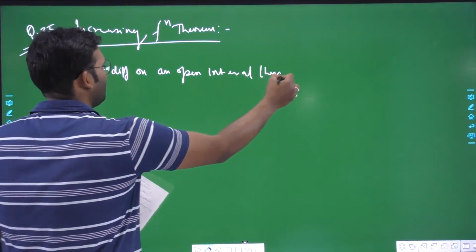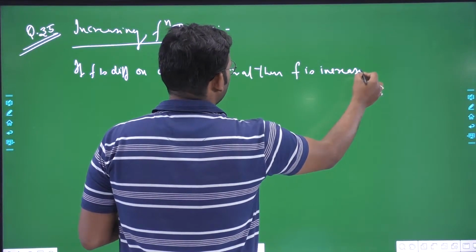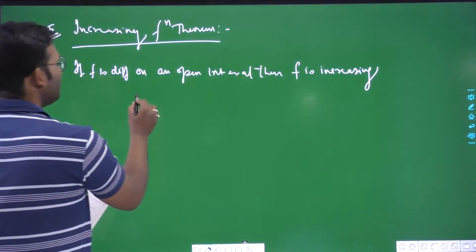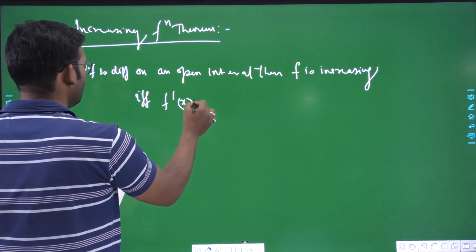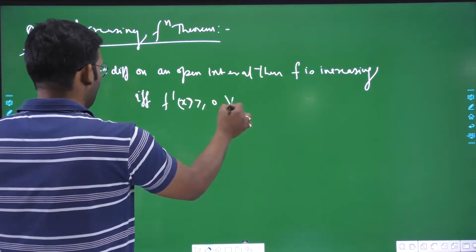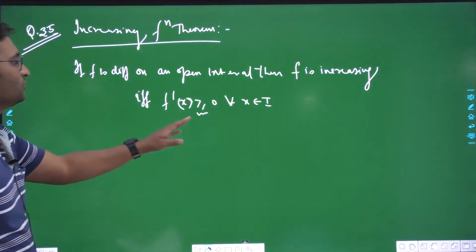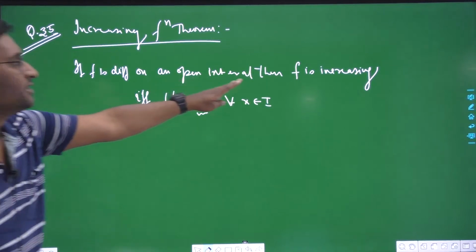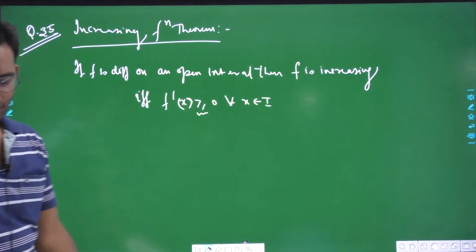then f is increasing if and only if f dash x is greater than or equal to 0 for all x belongs to I. So I am including 0 equal to 0 also, so not in the stricter case. In general, I will write that f is increasing if and only if f dash x is greater than or equal to 0 for all x belongs to I.